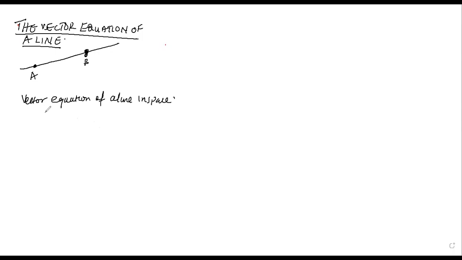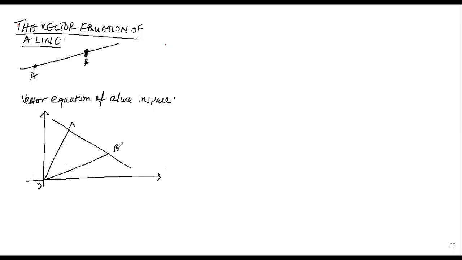We are going to consider a line, but this line has a reference from the origin, and we shall have a point A here, and another point B here, whereby point A is defined by the position vector small a, and point B is defined by the position vector small b.